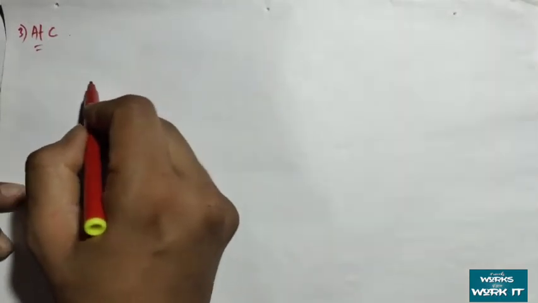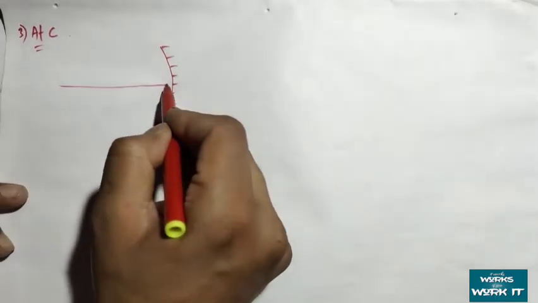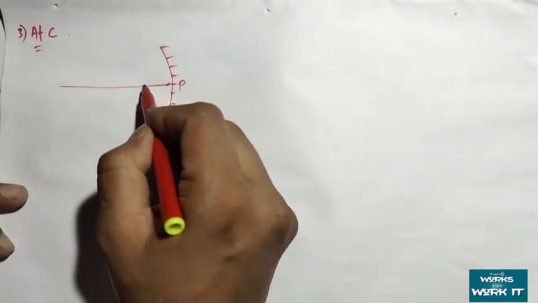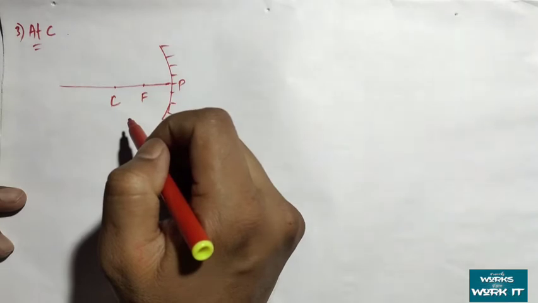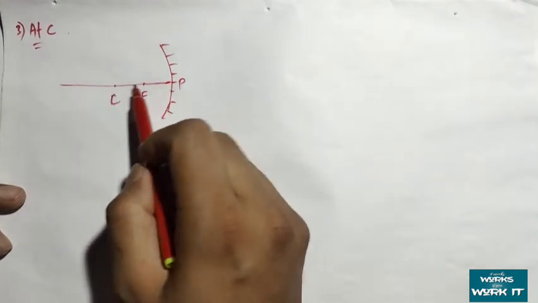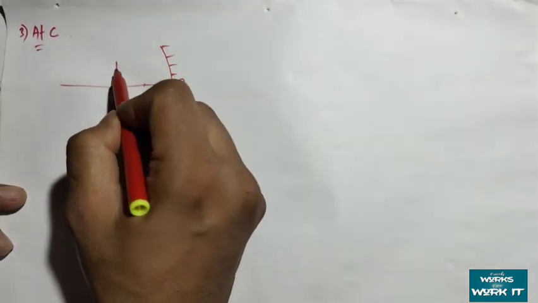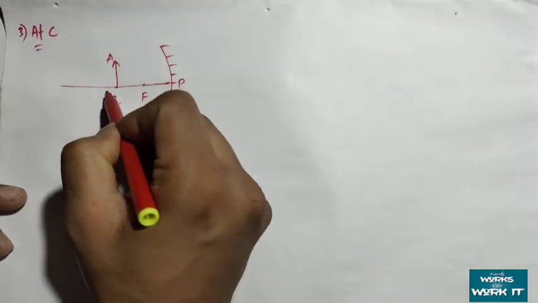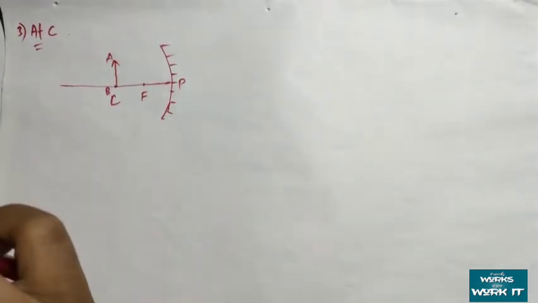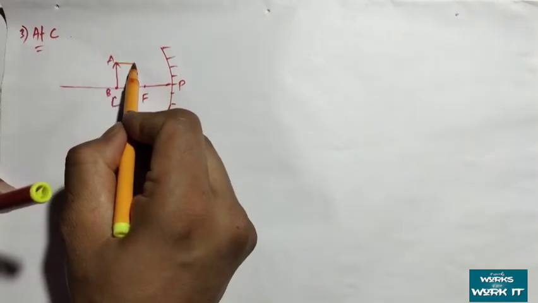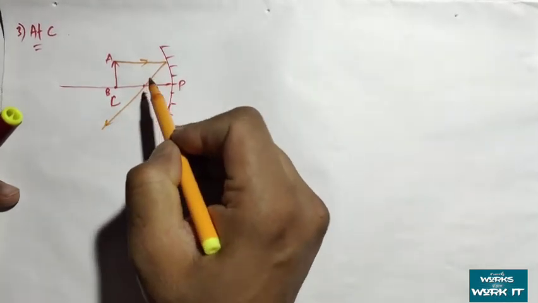Okay, so again I will draw a concave mirror, a little bit curved, and then the principal axis, using scale and pencil to try to locate the points properly. As you already know, the principal focus is half of the center of curvature, so CF and FP will have equal distance. Then the object is here, that is AB. Where is the object? At C, that means the center of curvature. So first the light ray will go parallel with the principal axis, and after reflection it will pass through the principal focus.